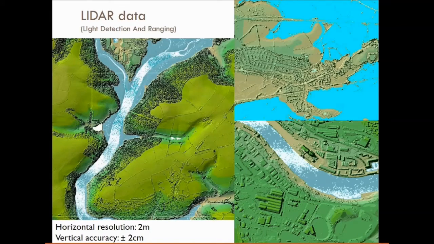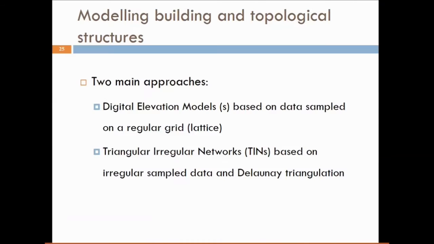This is the LIDAR data, light detection and ranging, which can also be used for estimating height. The horizontal resolution is 2 meters and the vertical accuracy is plus or minus 2 centimeters. So this is very good data.